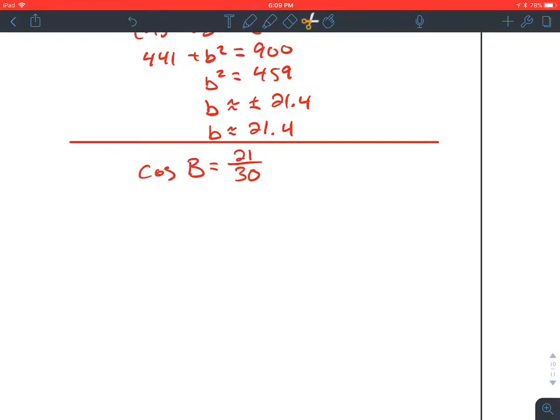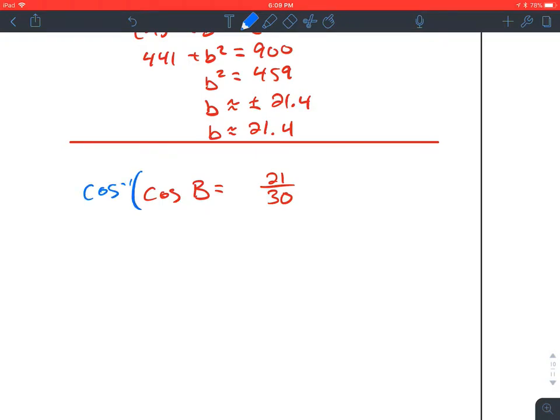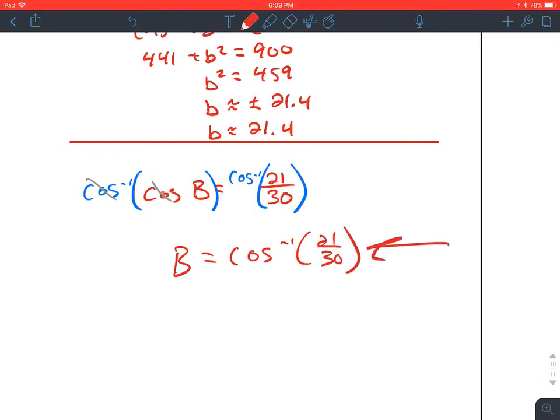So to unattach it, give myself a little bit of space here, we are going to do cosine inverse to both sides of the equation. On the left, inverse operations cancel. So we end up with B equals, on the right we get cosine inverse of 21 over 30. This is the exact answer.